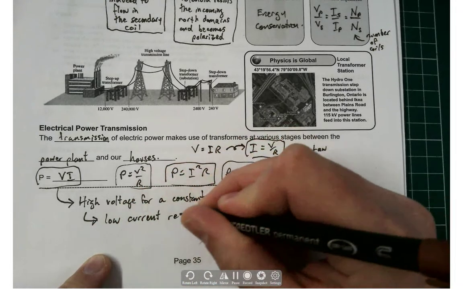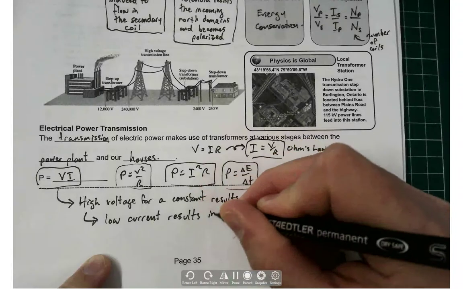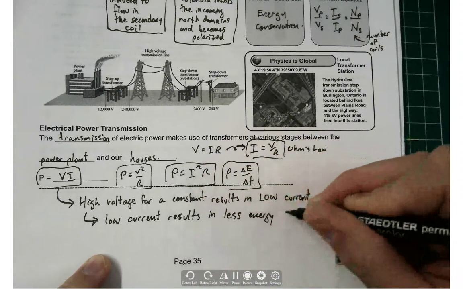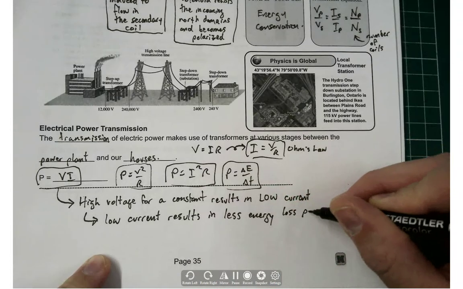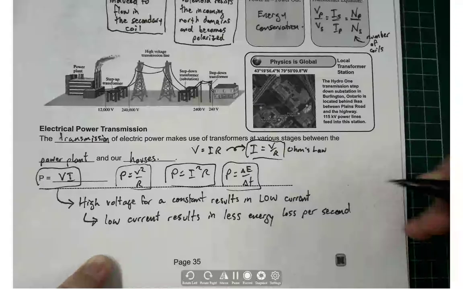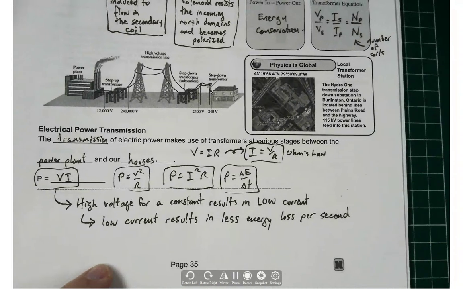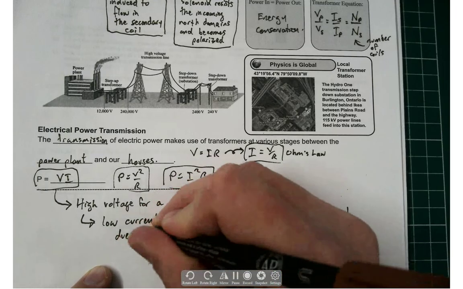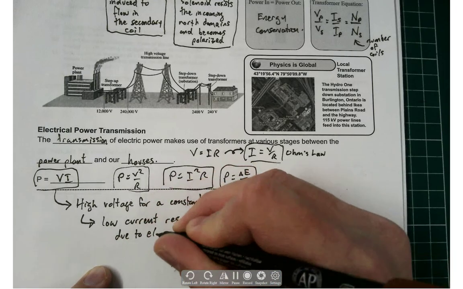results in less energy loss per second. And people say, well, why does low current produce less energy loss per second? Well, this is an issue of how electrical energy gets dissipated. The reason is due to electrical resistance.